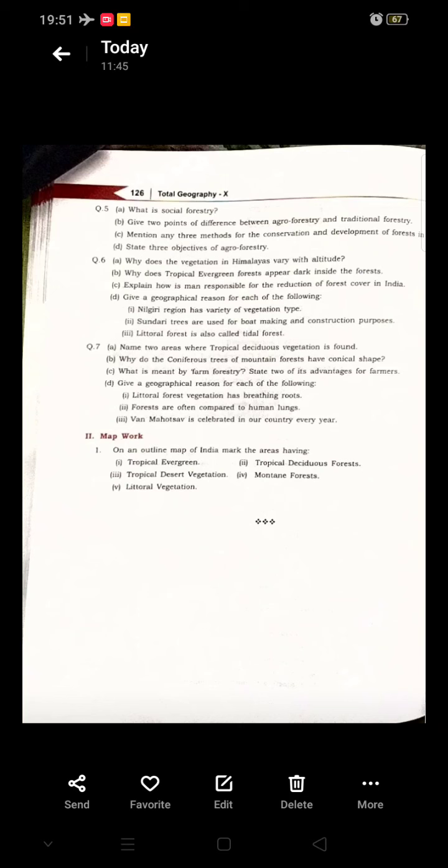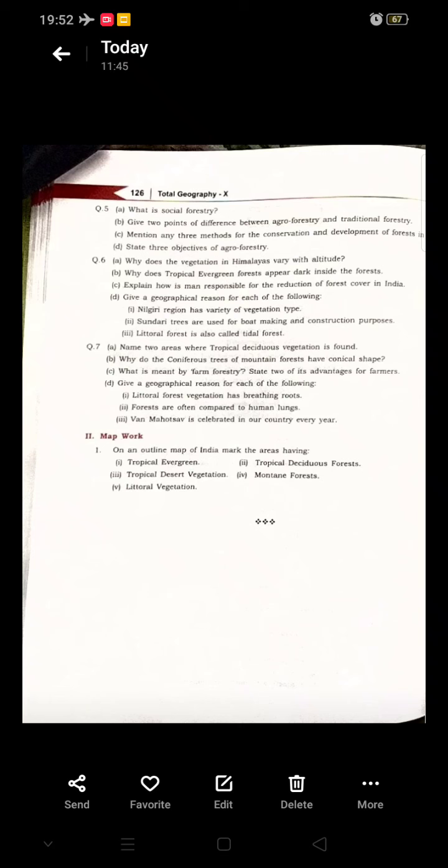This is chapter Natural Vegetation, session 5, and this is the continuation of the question answers that we have been doing in our previous session. So children, please turn to page 126 and we start with the question answers. Question number 5 first. What is social forestry?